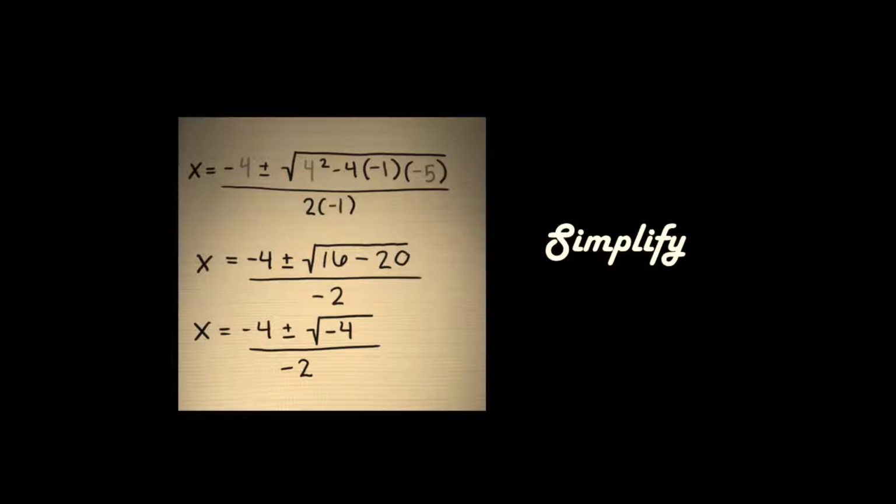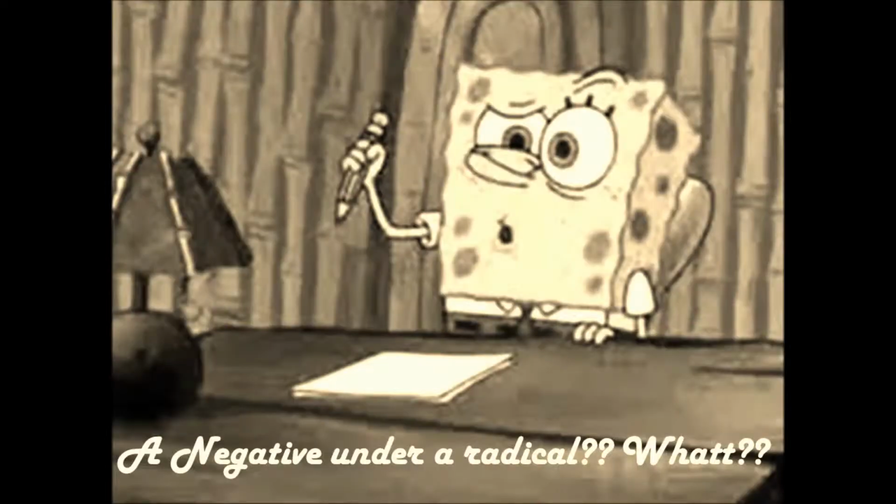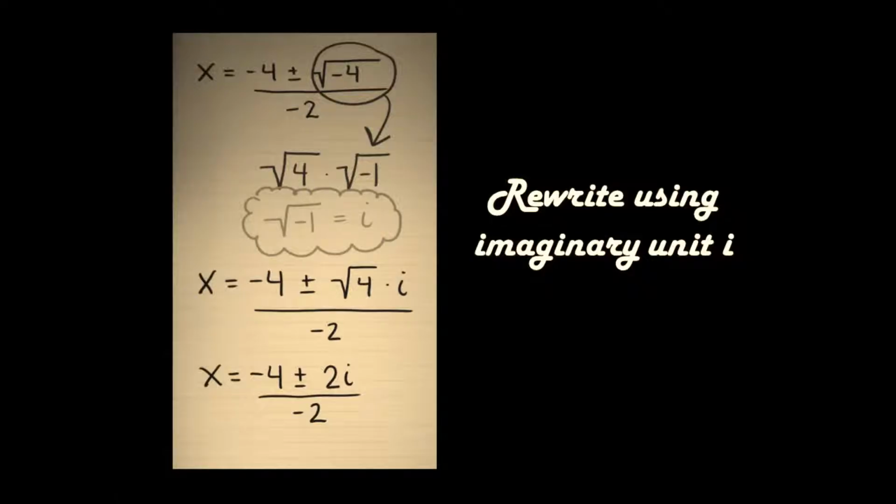4 squared is 16. 4 times negative 1 times negative 5 is 20. 16 minus 20 is negative 4. So your final equation should be negative 4 plus or minus the square root of negative 4 over negative 2. A negative under a radical? Because we have a negative under the radical, the solution would be a complex number.